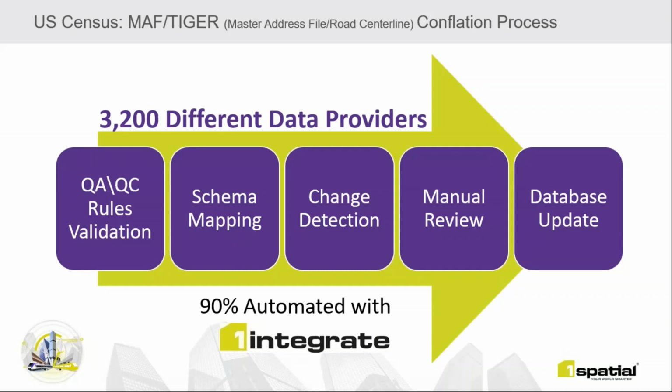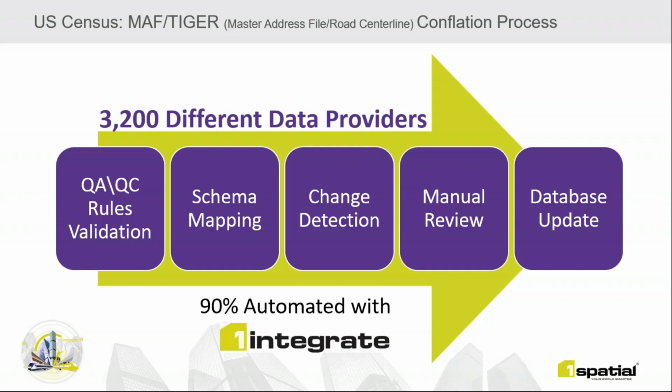So one case I'd like to kick off this presentation is our work with our first customer in the US, the US Census and the MAF/TIGER Conflation Project. They're receiving data from over 3,200 providers. Each of those data submissions can be in different formats, standards, and schemas. So we worked with them to create an end-to-end solution to bring that data in, run it through our OneIntegrate engine to validate the data, map the schema into the required census schema, and run change detection on that data.